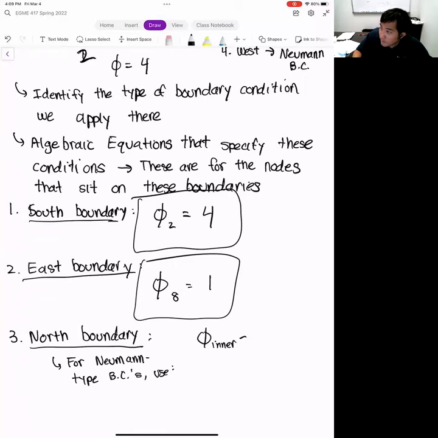And so we're going to take the difference of the inner node on that neighbor minus the boundary node divided by the grid spacing, okay? And that's going to be equal to the Neumann value.